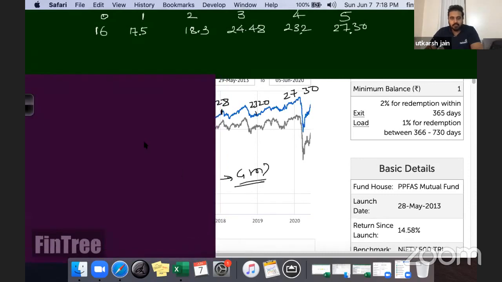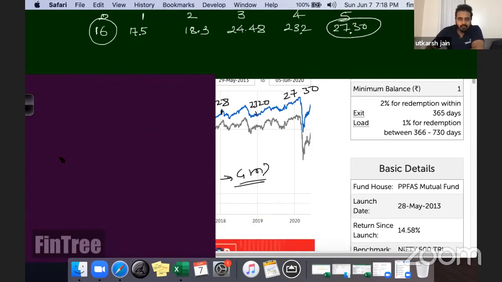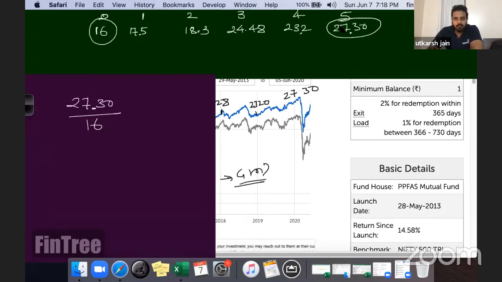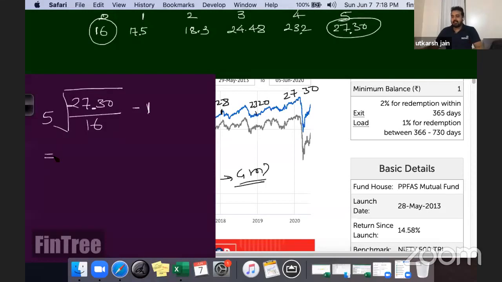And what is the shortcut? So it's really simple. You say my 16 became 27.30. So how can I directly get a CAGR? 27.30, which is the amount that I had at the end of 5th year, divided by 16. But in how many years? In 5 years time, right? So a fifth root of these numbers, because it's for 5 years, and then minus 1. So if you do this, you'd realize that you'd get a super quick answer.